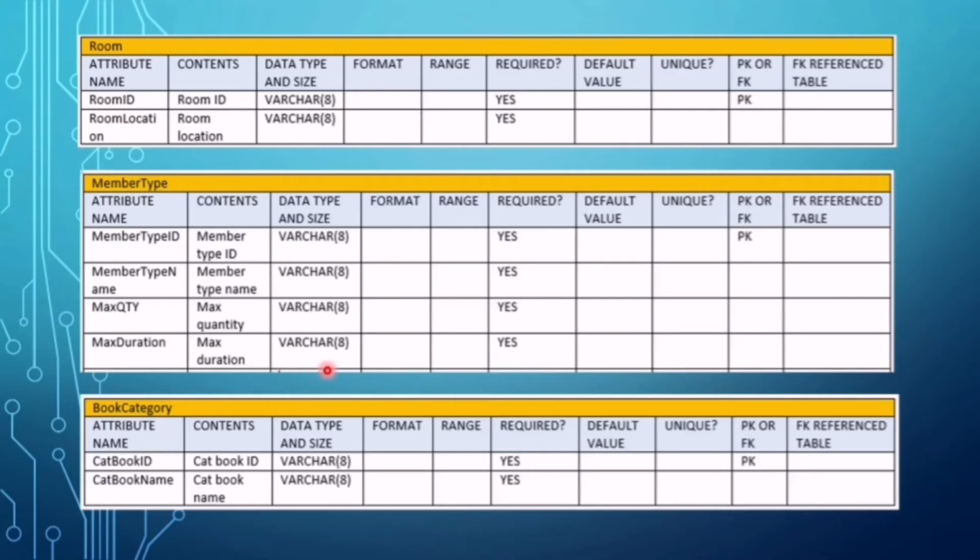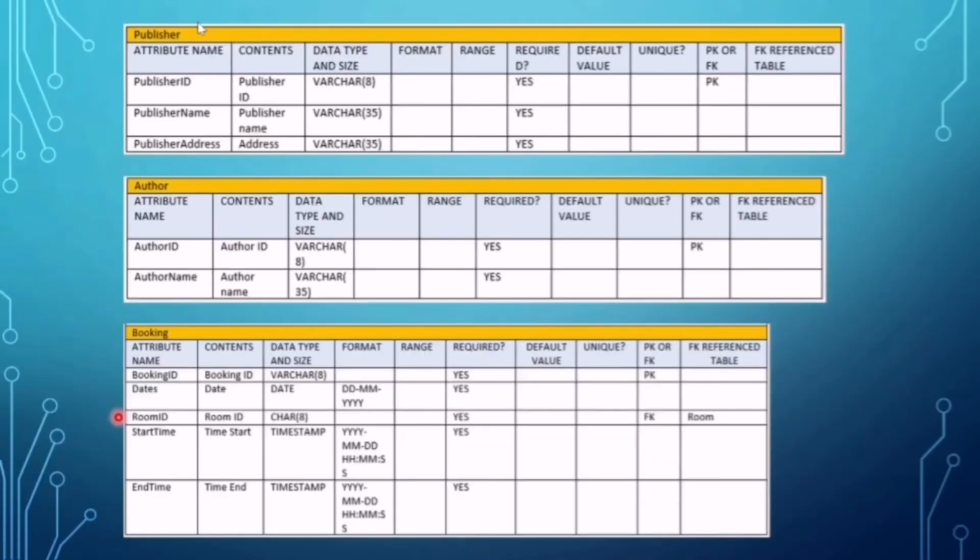The next table is the book category table. So here cat book ID is the primary key. A varchar data type with 8 units is used. There is also cat book name, which is made by the data type char with 8 units. In the publisher table, there is a primary key called the publisher ID. It is a varchar variable with 8 units. There is publisher name and publisher address, which are both data type varchar with 35 units.